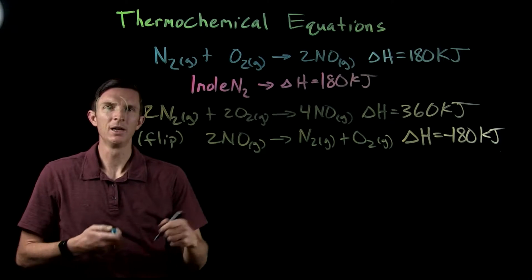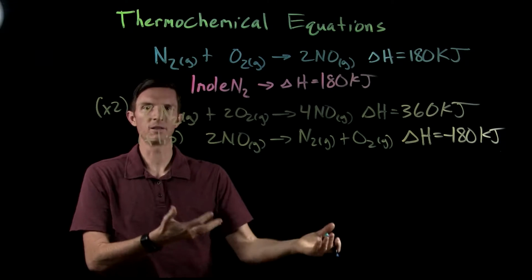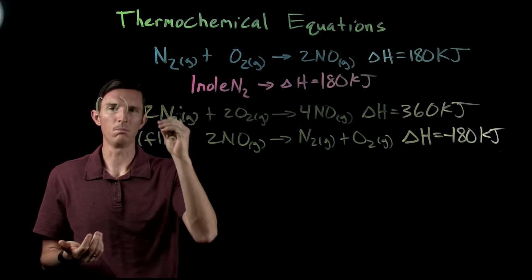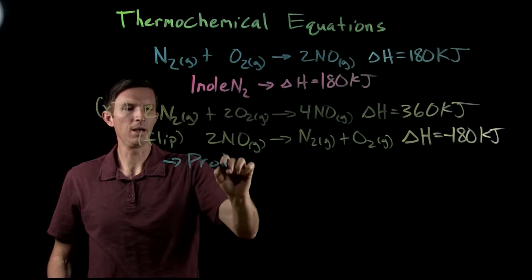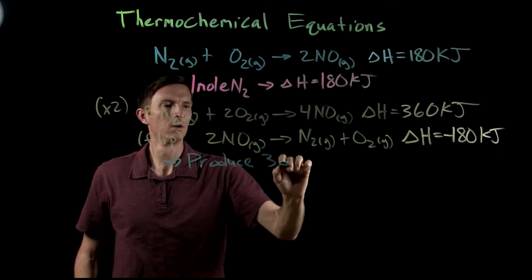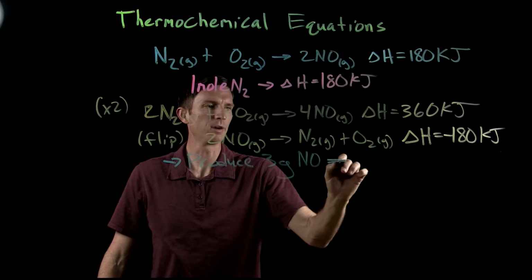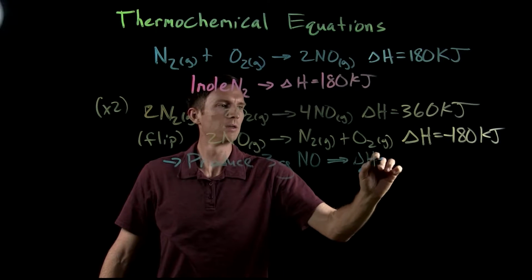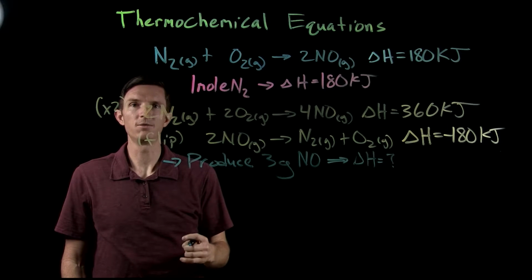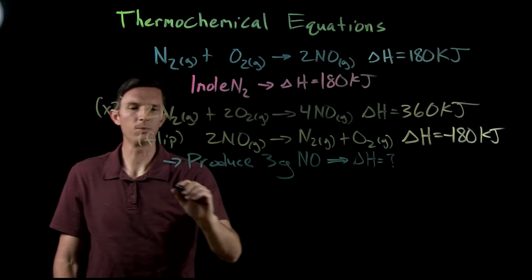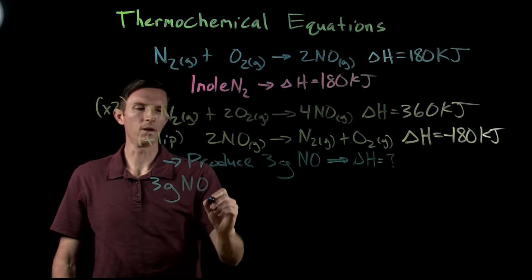Now, what happens if we have a real reaction where we say we produce this mass, or use this mass, because we don't usually talk about molar amounts? Let's say we go ahead and we produce 3 grams of NO. We want to figure out what would be the enthalpy change, or the heat exchange, for this reaction. Well, we can start with our NO, so 3 grams of NO.